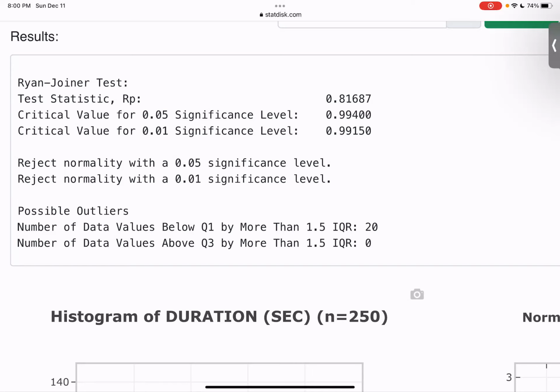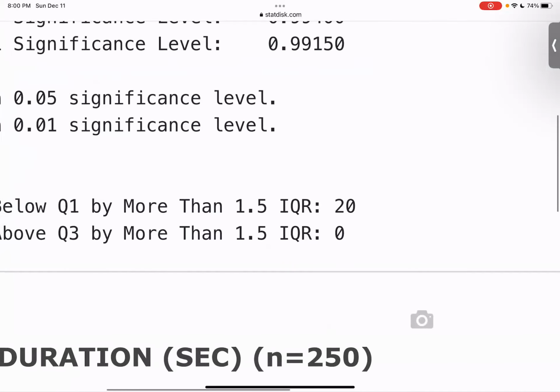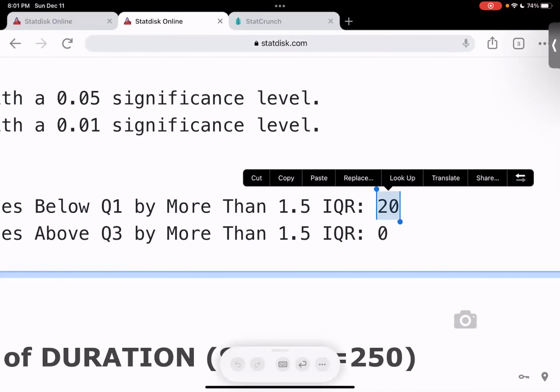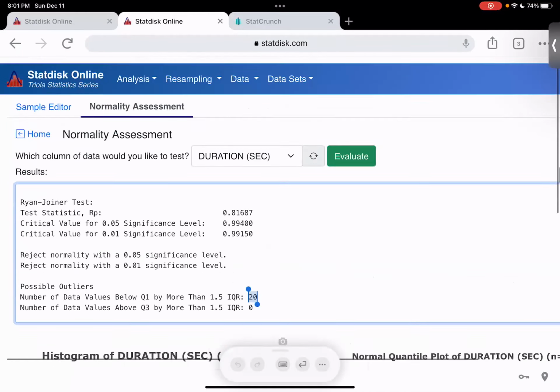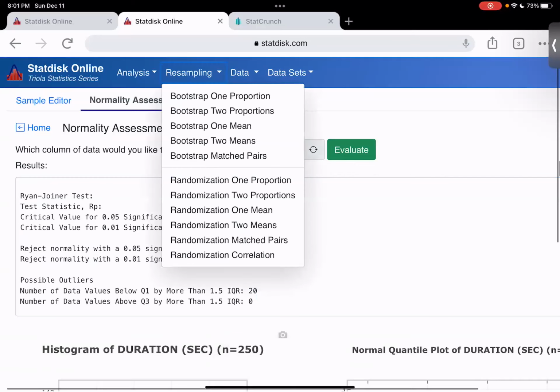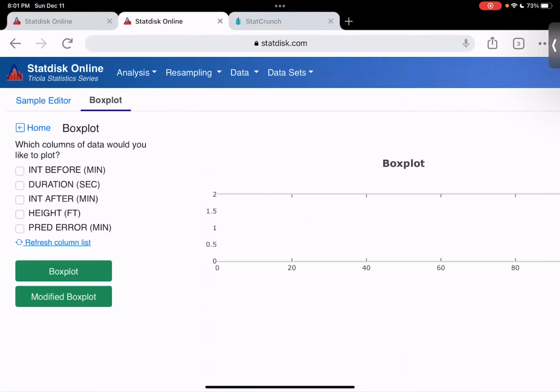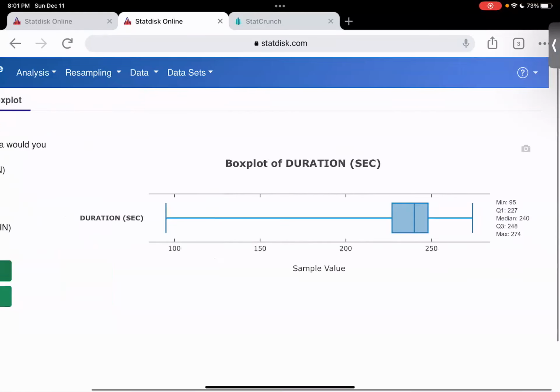And then if you see here, the possible outliers, the number of outliers we might have. So let me see here, how can we see those 20 outliers? So let's go here again to the data, and then we go to box plot, right? And then find the third one. So box plot. So this is our box plot, right?